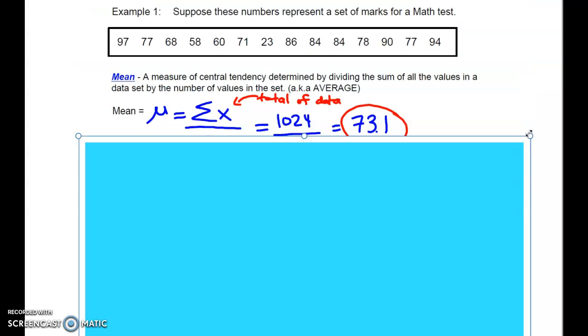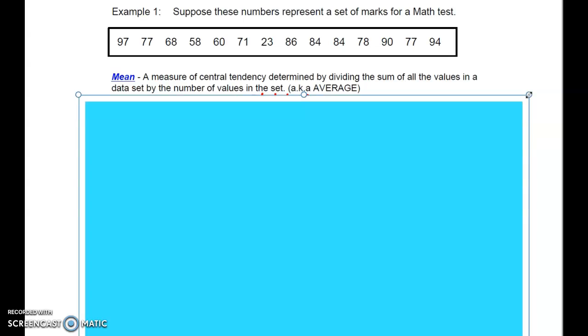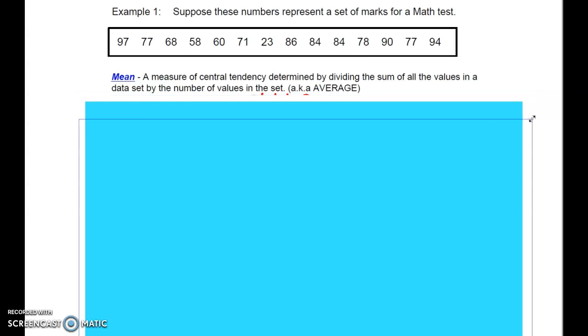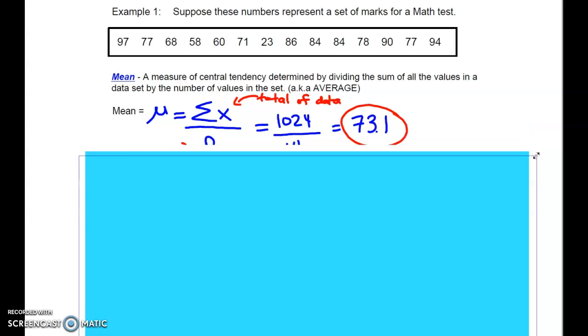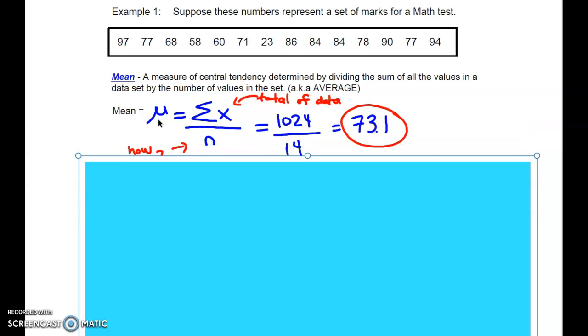So the first thing we're going to calculate with those numbers is the mean. The mean is a measure of central tendency determined by dividing the sum of all the values in a data set by the number of values in the set, which is the average. That's a more common term. The mean has this really funky looking formula: mu equals the summation of x divided by n.